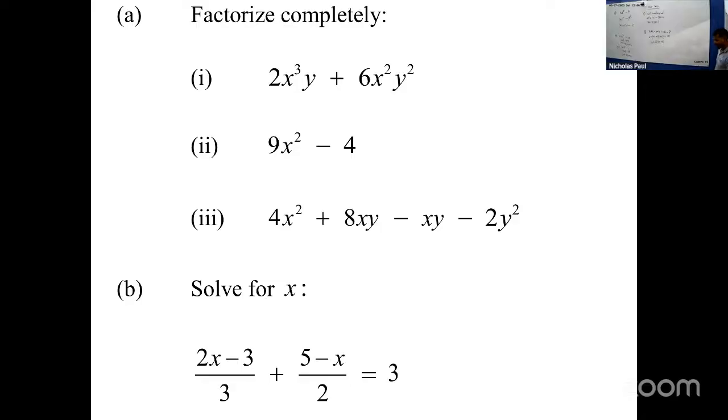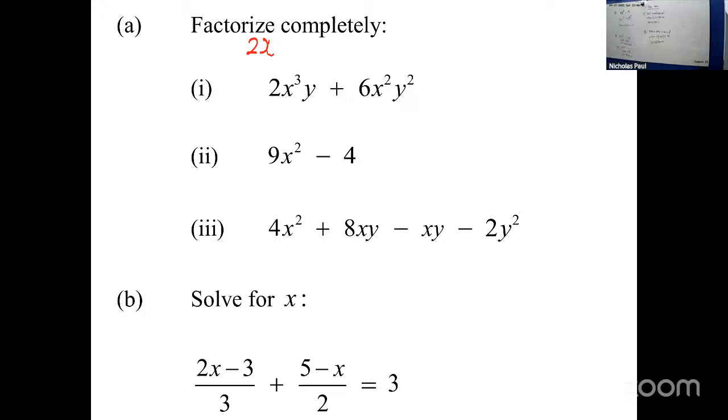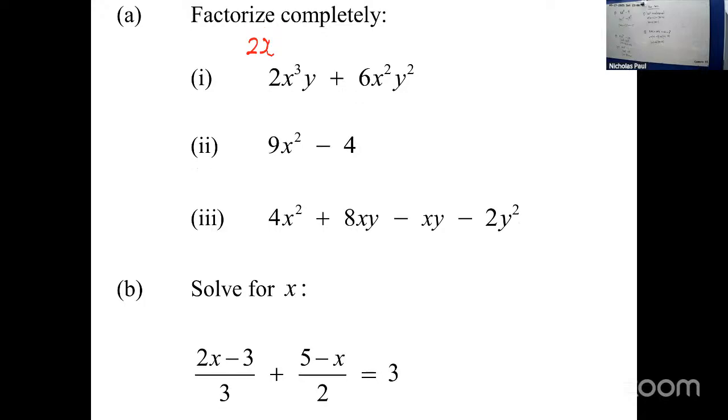All right, last set. First one, you'd recognize that they both have 2 in common and x squared y. So you'll be left with x plus 3y.